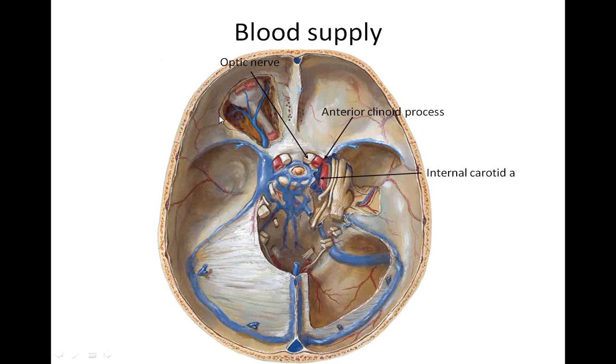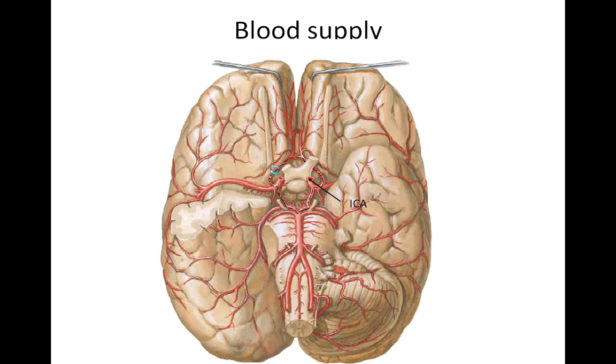The artery then curves back to lie on the roof of the cavernous sinus for a little bit before passing directly upwards to reach the anterior perforated substance, which it does here. At the anterior perforated substance, it divides into its terminal branches. It divides into the middle cerebral artery, then the anterior cerebral artery, and also connects to the posterior cerebral artery via the posterior communicating artery.